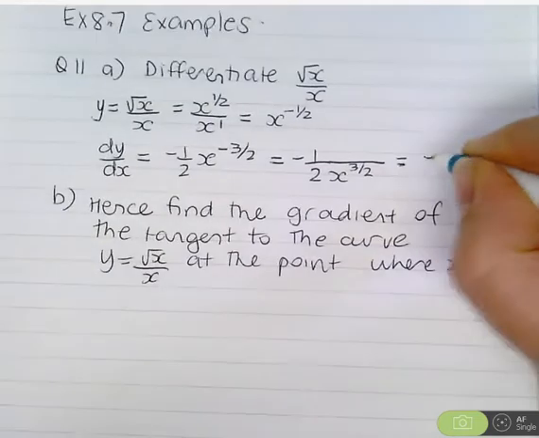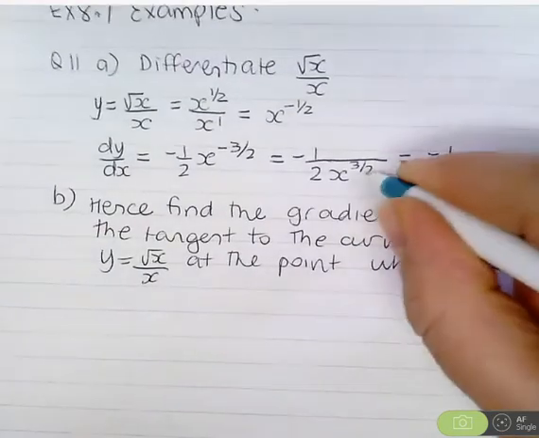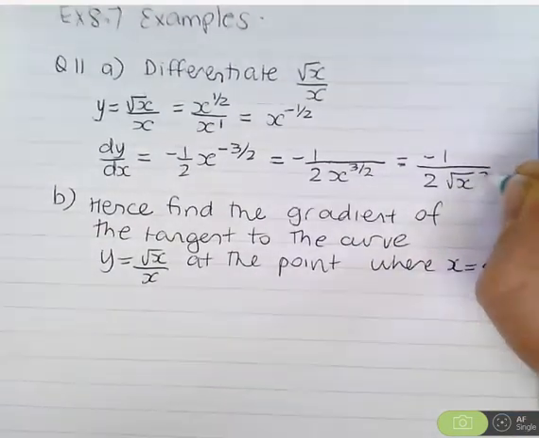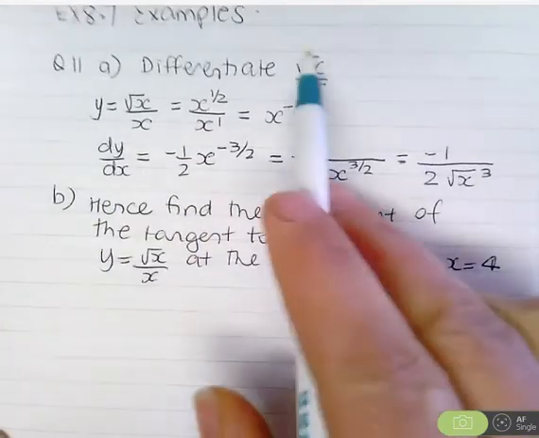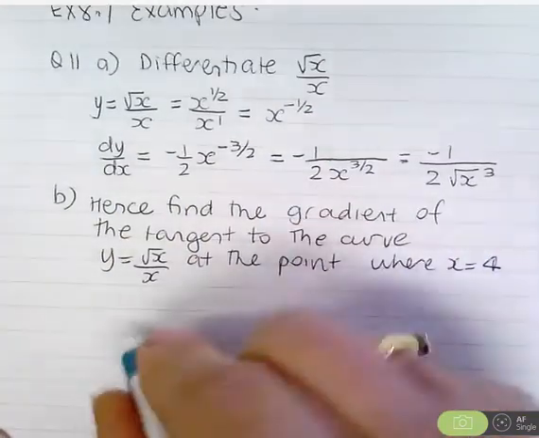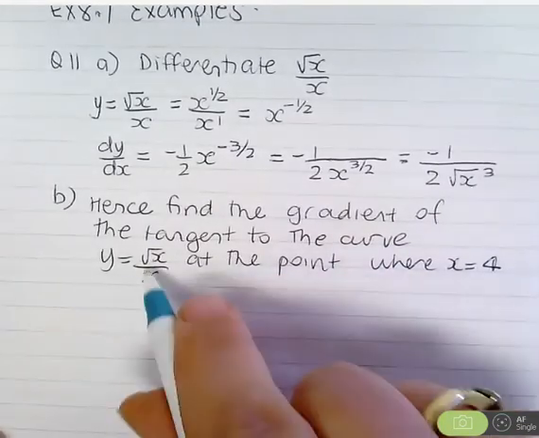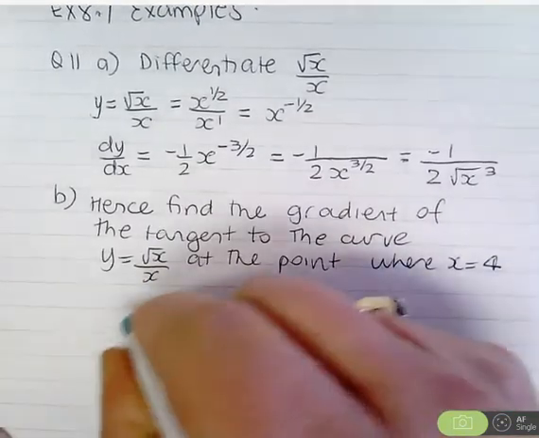Now I'm going to write that with roots. That's the square root of x cubed. So therefore that's the derivative there, and that's what we end up with when we differentiate that. Hence find the gradient of the tangent to this curve when x equals 4.